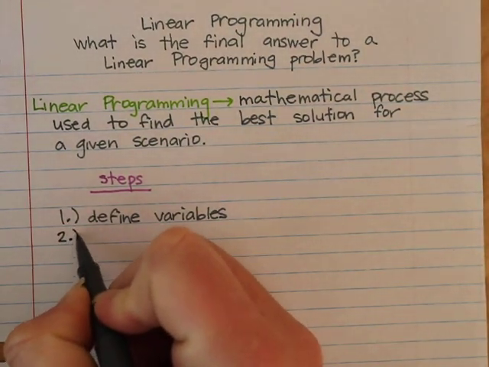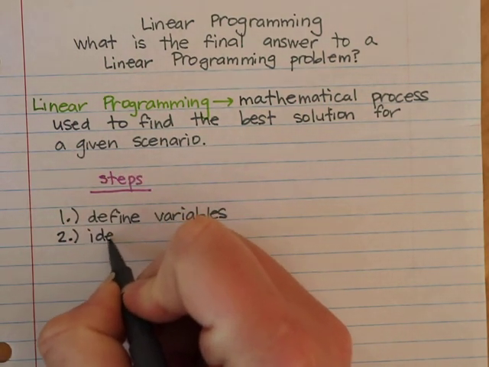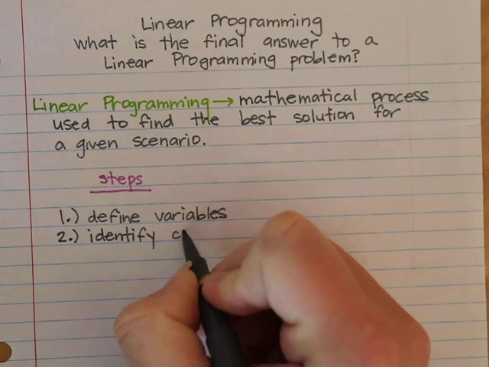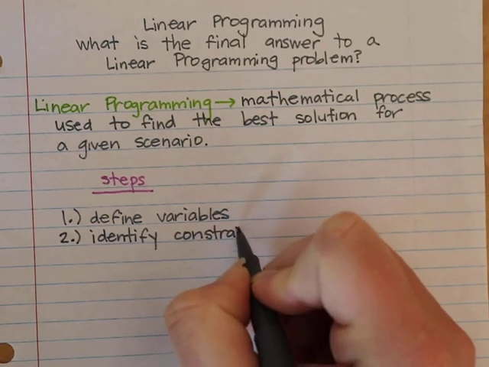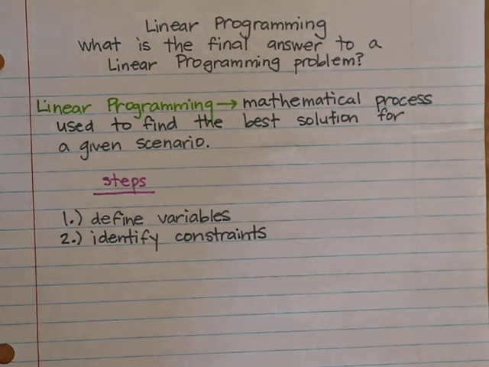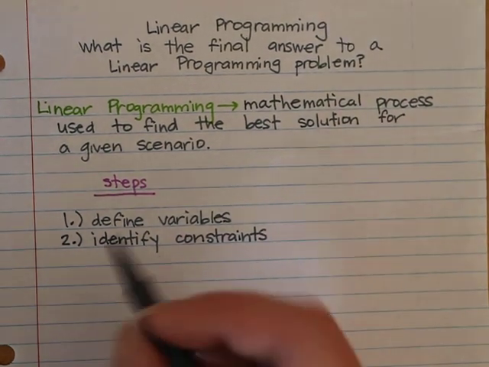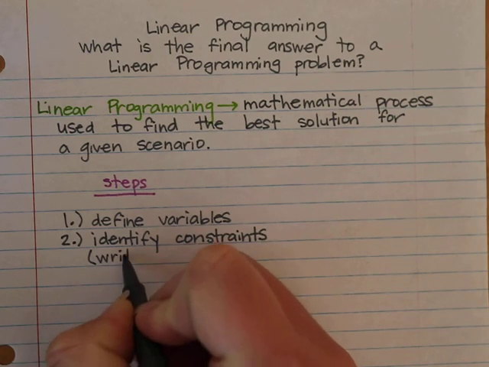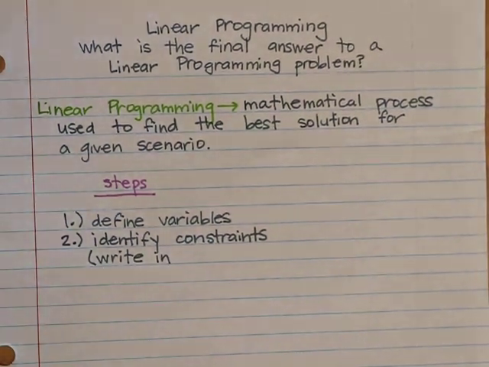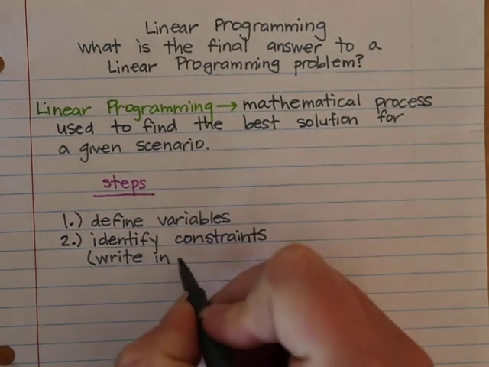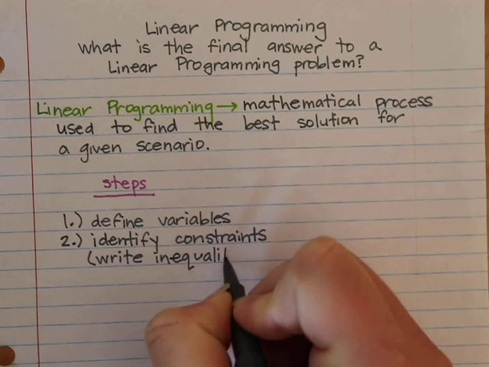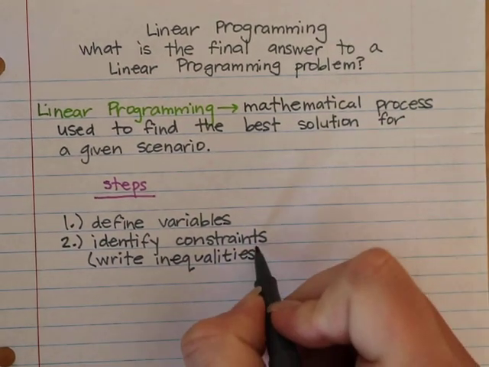Next key piece, we're going to identify what are called constraints. There are rules to these linear programming questions, rules that we have to follow, rules in terms of what we can do with the math. Basically, we're going to write some inequalities. In other words, something like they can only produce at most 400 t-shirts and 200 sweatshirts. There are rules around it, and those are constraints. We're going to take the math and put it into inequalities.